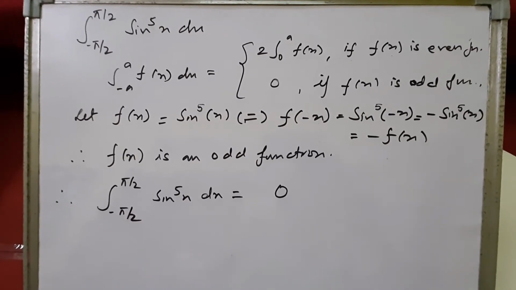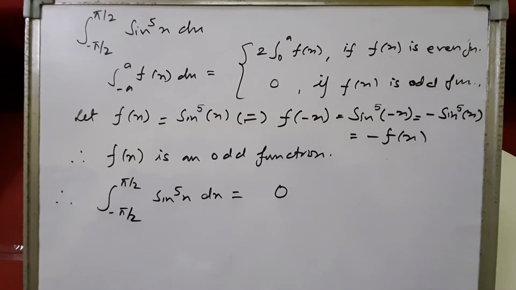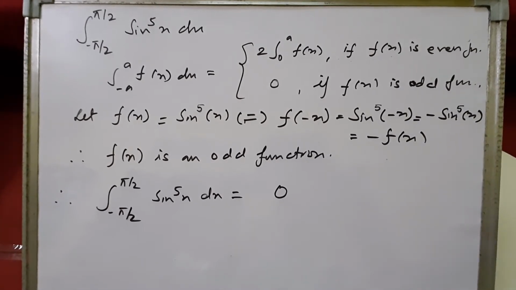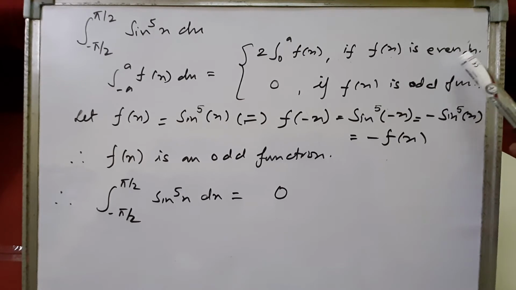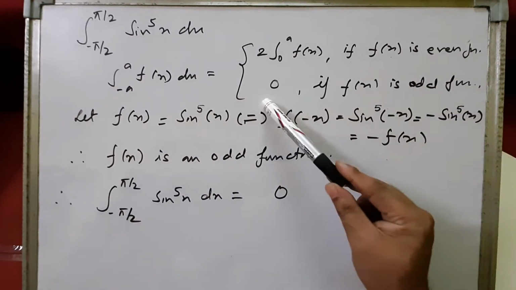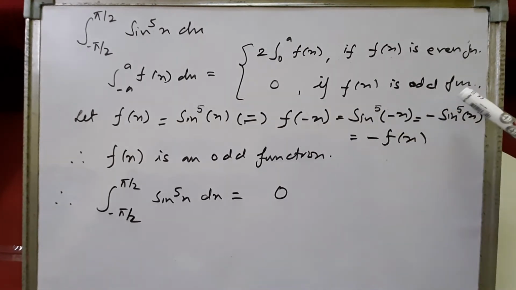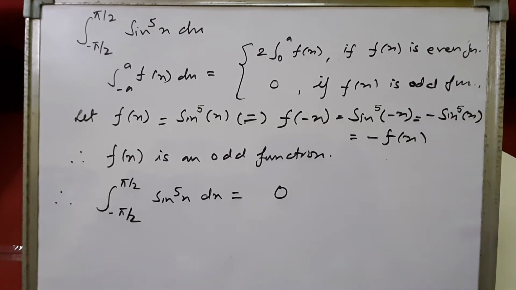Let's see another sum. Here it is given the integration of minus pi by 2 to pi by 2 sine to the power 5 x dx. So we have studied this last property: integration of minus a to a f x dx equals 2 times 0 to a f x dx if f x is an even function, and the value of this integration will be 0 if f x is an odd function. So let's find out whether f x is an even or odd function.